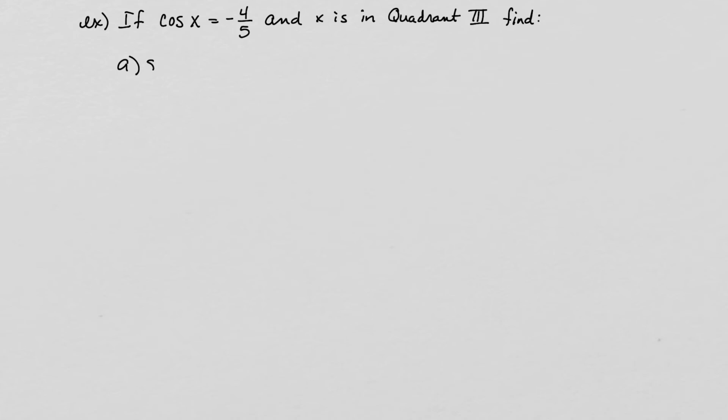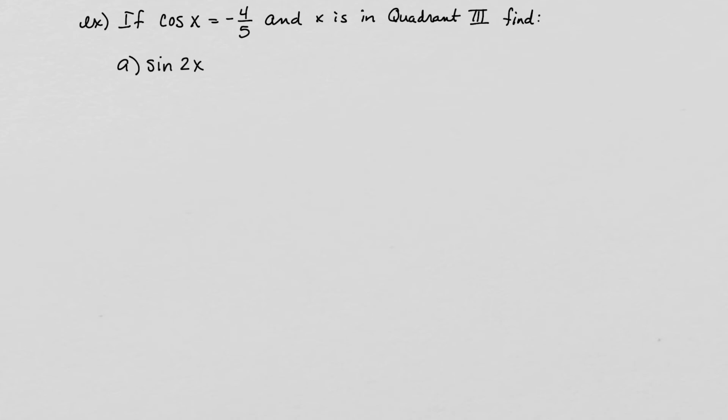So if the cosine of x is equal to negative 4/5 and x is in quadrant 3, find, so we're going to find a couple things.